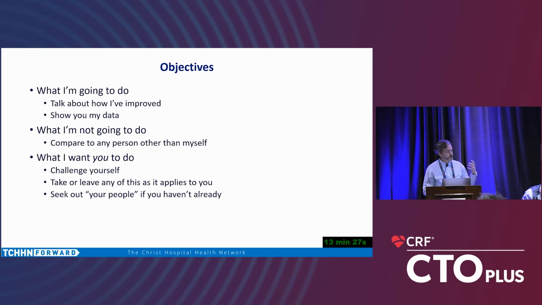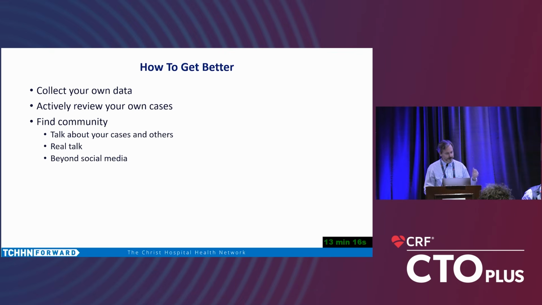And one of the most important things that I'm going to hit again and again is it's really important to find your people. You can't get better alone. You are going to need help, and you can help others in turn. And so how to get better, there's 3 easy steps. 1, collect your own data. The other one's actively review your own cases.